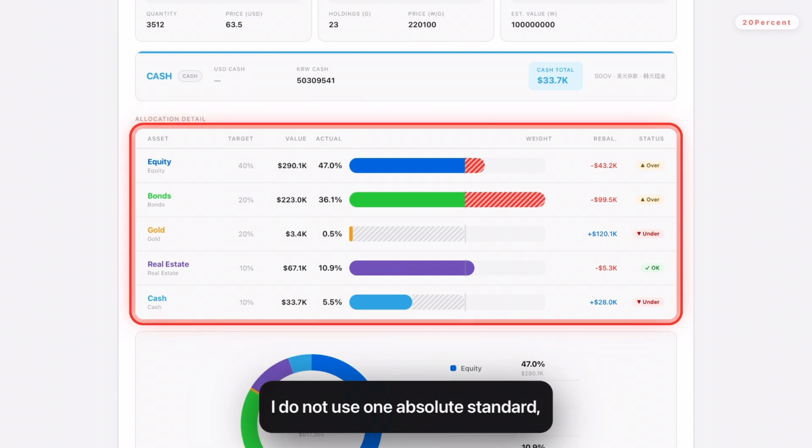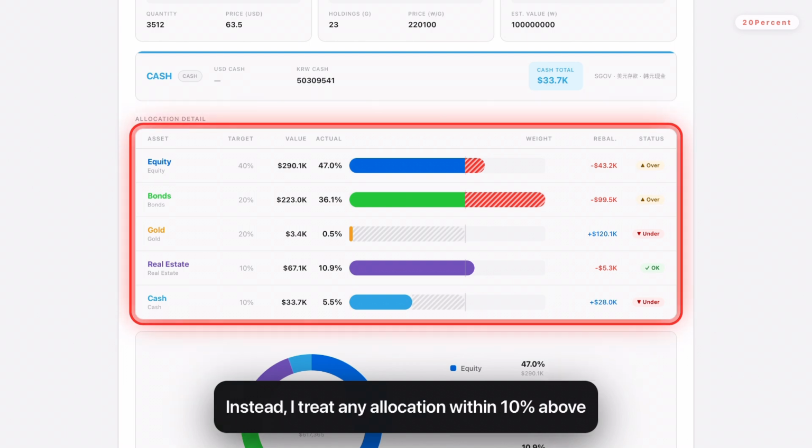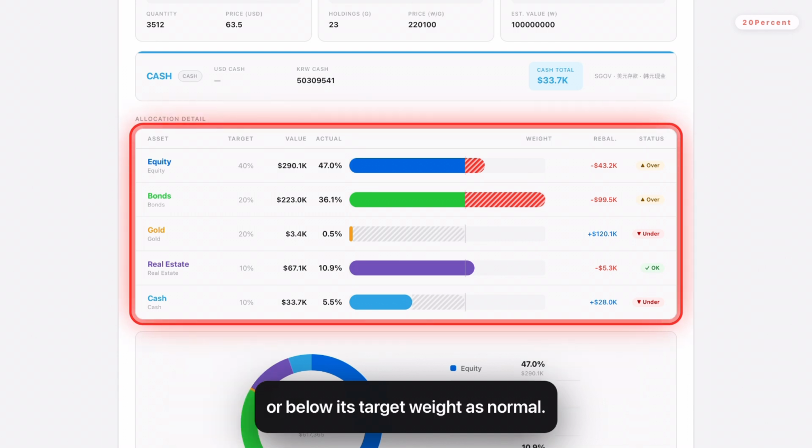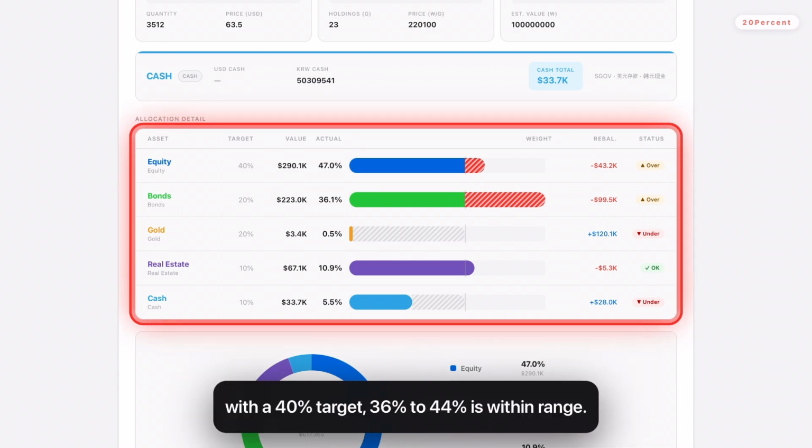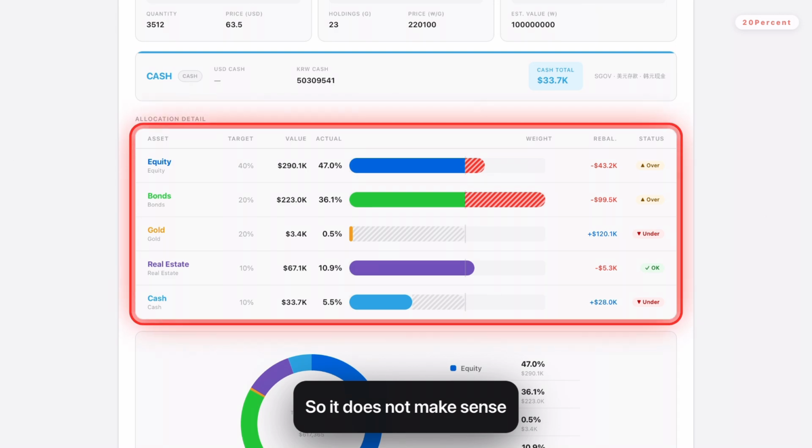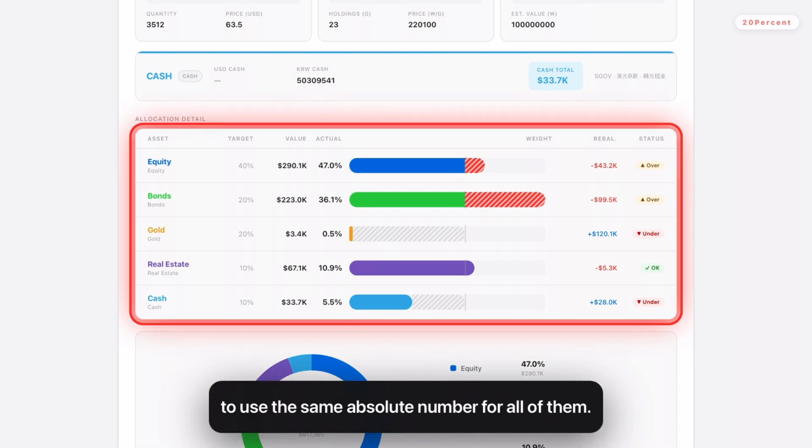I do not use one absolute standard, such as plus or minus 2%, for every asset. Instead, I consider a range within plus or minus 10% of each target weight to be normal. For example, with a 40% target, 36% to 44% is within range. With a 20% target, 18% to 22% is within range. With a 10% target, 9% to 11% is within range. Asset categories have different target sizes, so it does not make sense to use the same absolute number for all of them.